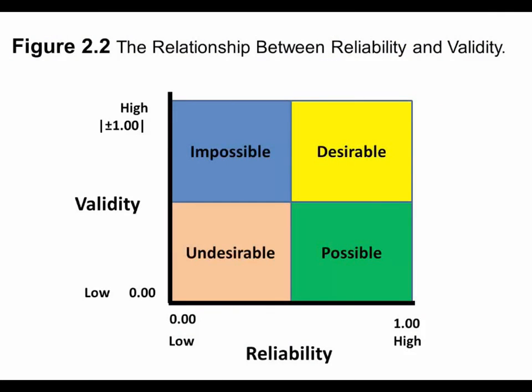This figure summarizes the relationship between reliability and validity. Notice that reliability is on the horizontal axis and validity is on the vertical axis. Reliability can range from 0 to 1, and validity can range from 0 to the absolute value of 1. Look at the yellow square. It's desirable to have high reliability and high validity. It's undesirable to have low reliability and low validity. It's possible, in the green box, to have high reliability, but low or poor validity. And it's impossible to have low reliability and high validity.